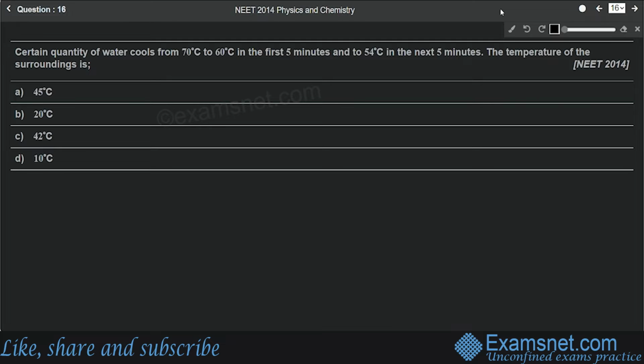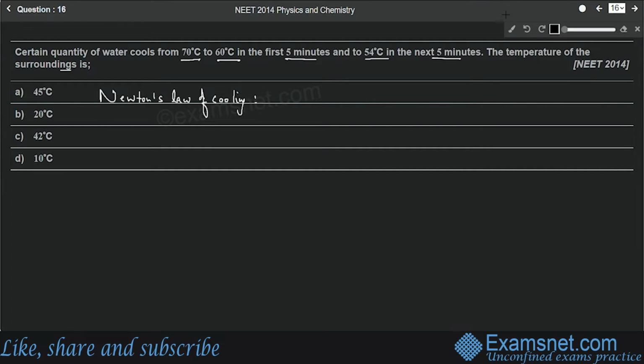Question number 16 is again from the chapter Thermal Properties of Matter, and the question is: certain quantity of water cools from 70 degrees Celsius to 60 degrees Celsius in the first 5 minutes and to 54 degrees Celsius in the next 5 minutes. The temperature of the surrounding is. So we'll use the Newton's law of cooling here. Newton's law of cooling.